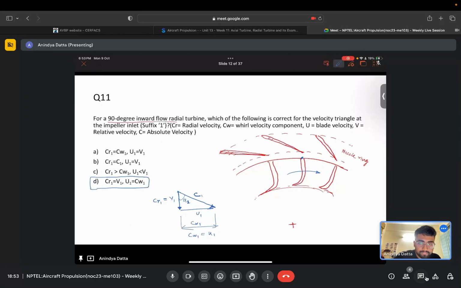Is this clear? This is how the inlet velocity triangle for a 90-degree inward flow radial turbine looks. The specialty is that when we say 90-degree inward flow, the blades are radial, so the blade angle is 90 degrees and the relative velocity component is radial. Any question?